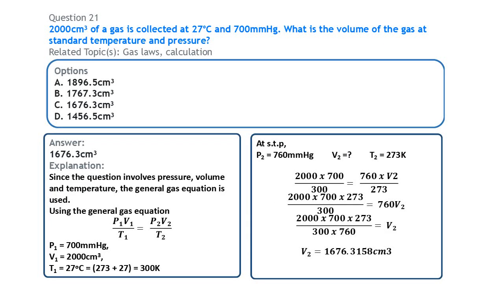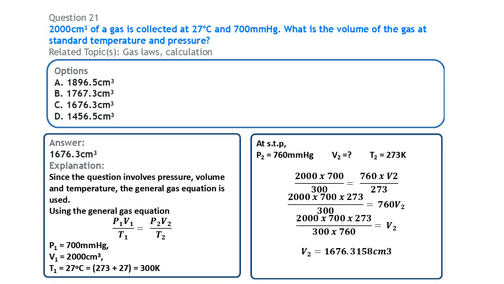Next question. 2000 centimeter cube of a gas is collected at 27 degrees Celsius and 700 millimeter mercury. What is the volume of the gas at standard temperature and pressure? So this is a question of volume, temperature, and pressure. So we are going to be using the general gas equation. All right, P1 V1 over T1 is equal to P2 V2 over T2. Where what you have here will be the initial values for your pressure, volume, and temperature, and this is now going to be the new value, the value at STP.